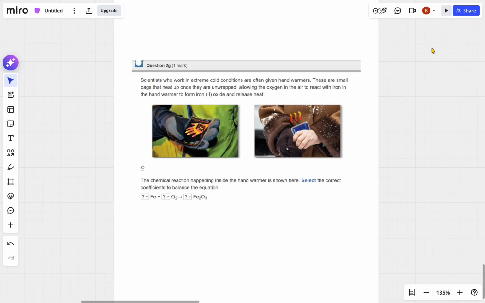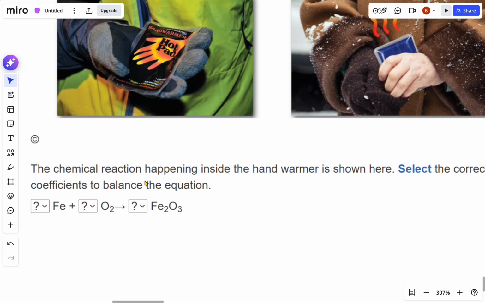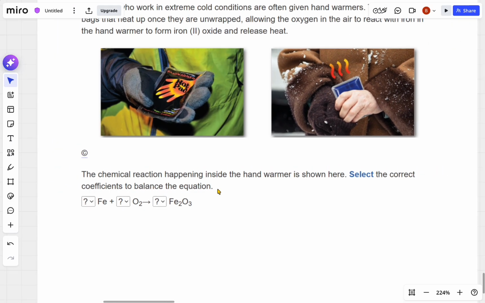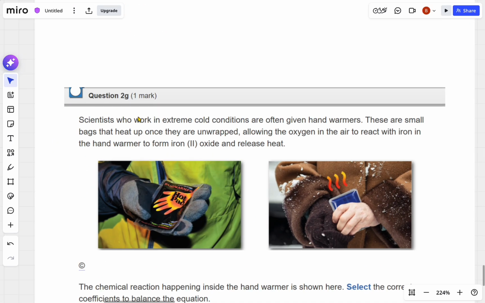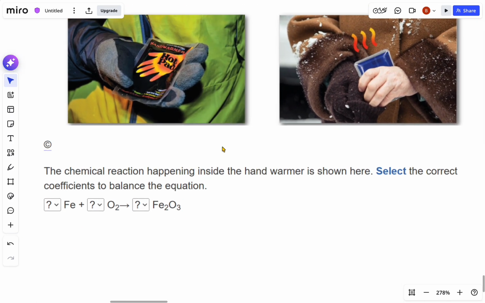We have question 2G over here. So let me just summarize it for you. It's basically talking about a hand warmer. So you don't need to read all of this. Let's just look at this question that we need. This is the important part. This can save your time in exams as well. Just don't look at the descriptions over here because it's just a waste of your time. I just put them to waste your time.